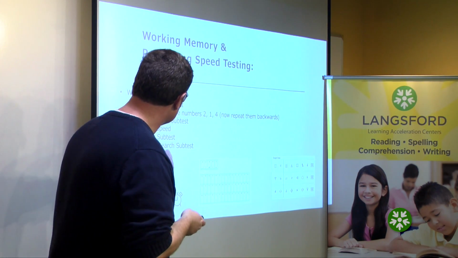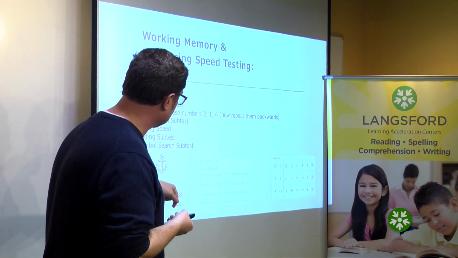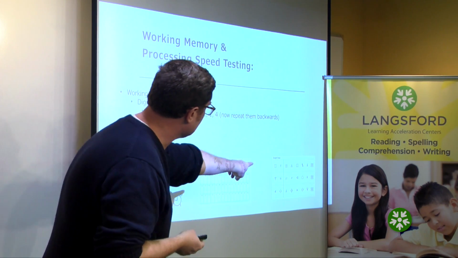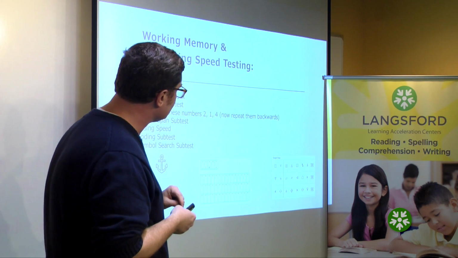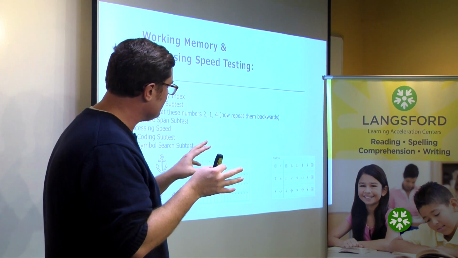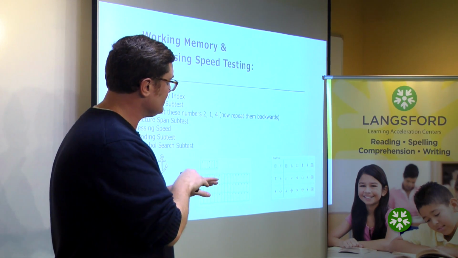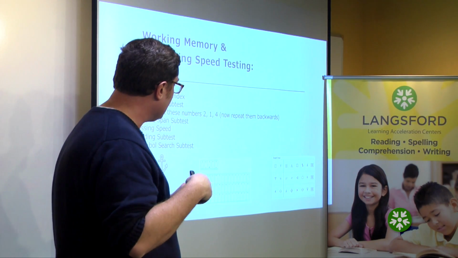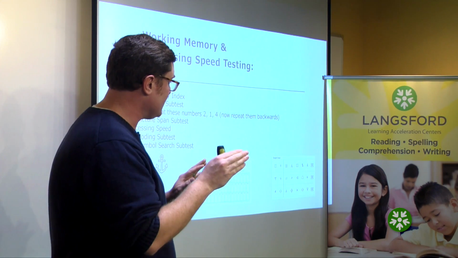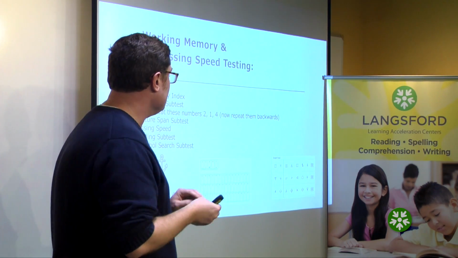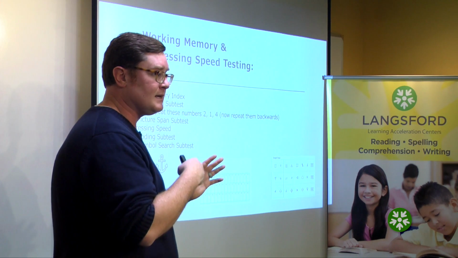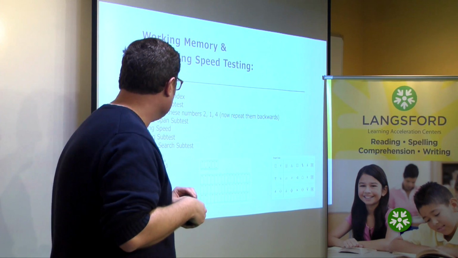And then the symbol search is also a processing speed area. On this one, that one's over there in the right-hand corner. There are 2 symbols on the left, and they're asked, is one of those 2 symbols on the right side? If it is, mark it. If not, mark the no. And how many can you do quickly in a 2-minute period?